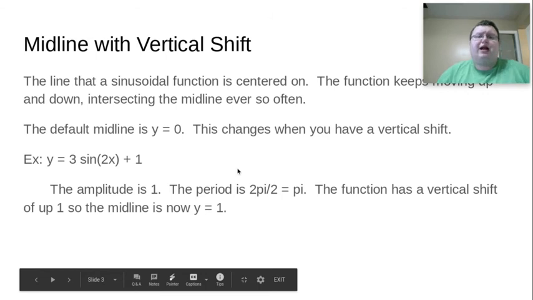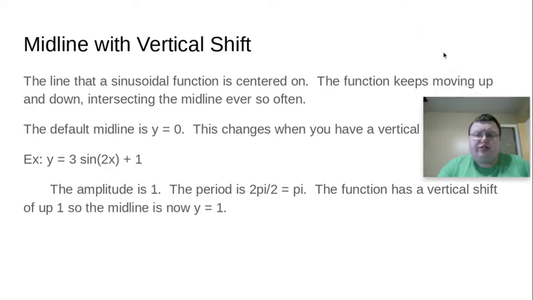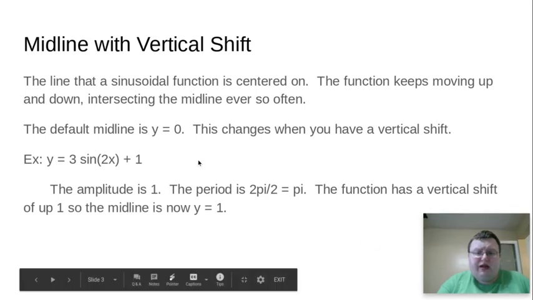So let's talk about midline with the vertical shift. I'm just going to talk about vertical shifts right now. I will try to do another video of phase shifting later. The line that a sinusoidal function is centered on, that's the midline. The function keeps moving up and down and intersecting the midline every so often. The default midline is y equals 0. This changes when you have a vertical shift.